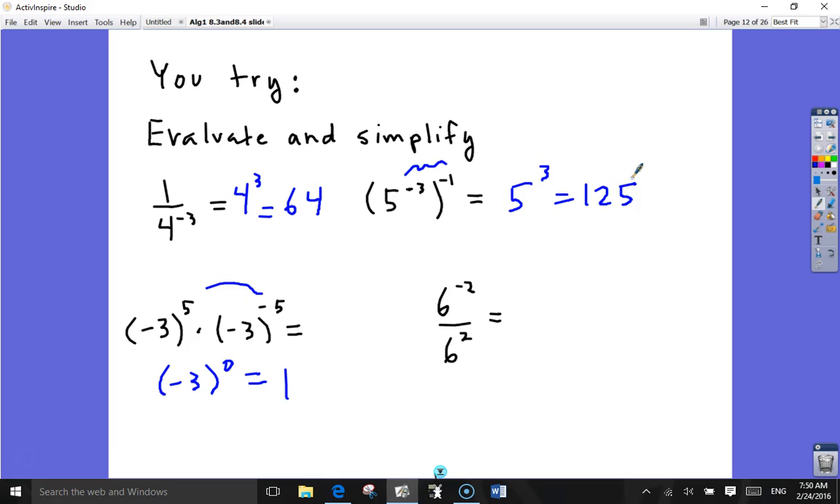And 6 to the negative 2 divided by 6 squared. What's the property you're going to use? Okay, well, if you subtract negative 2 minus 2, what do you get? Negative 4. Right. Remember, it wouldn't be 1. It would have to be 6 to the negative 2 over 6 to the negative 2 for that to equal 1. So it's not that. Okay. Negative 4, which is 1 over 6 to the positive 4.